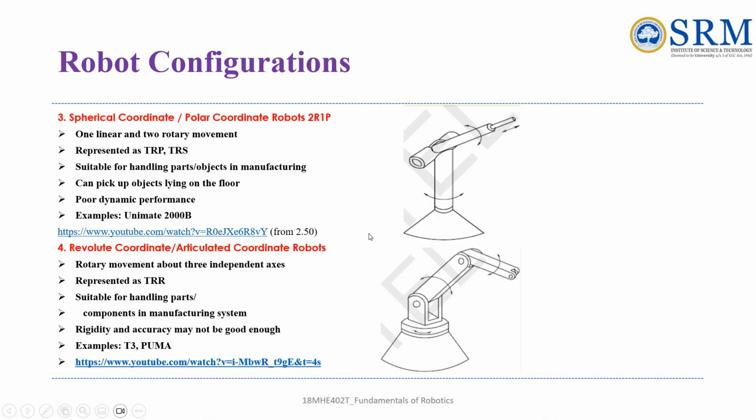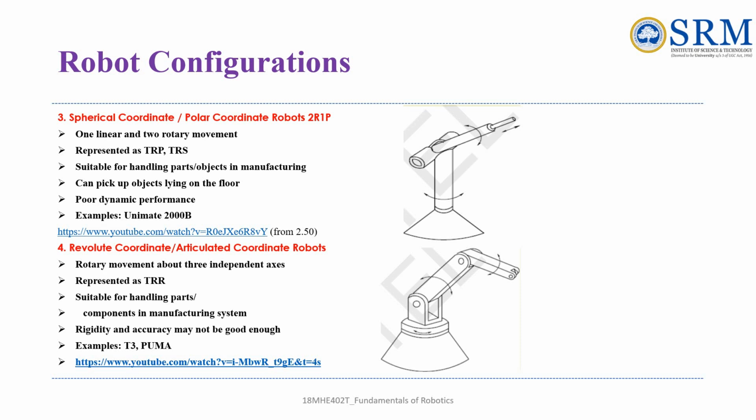So next configuration is this spherical coordinate or polar coordinate robots. These have 1 straight movement and 2 rotations. So it is represented as TRP or TRS. T and R for rotations and 1 P or S for sliding movement. They are great for working with objects in manufacturing, and they are good at picking up things from the floor.